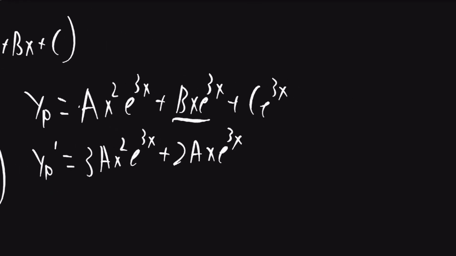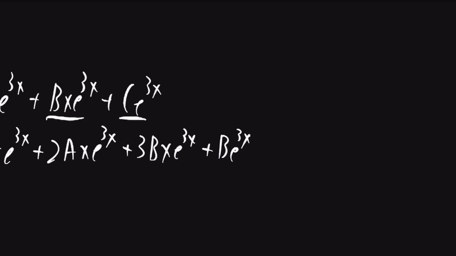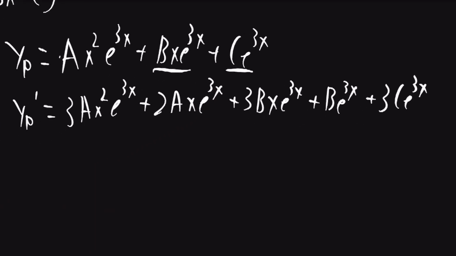For the next term, we will also have to use the product rule. Again, I'll leave the x term alone, and I'll differentiate the e to the 3x term. We get 3 times b times x e to the 3x, and the second term will be b e to the 3x. And for the last term, we can just differentiate it directly. We'll have plus 3 times c e to the 3x.